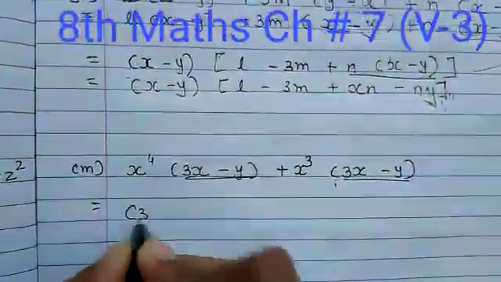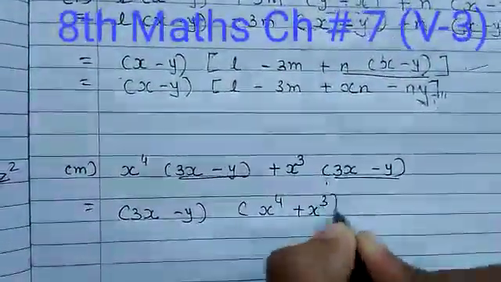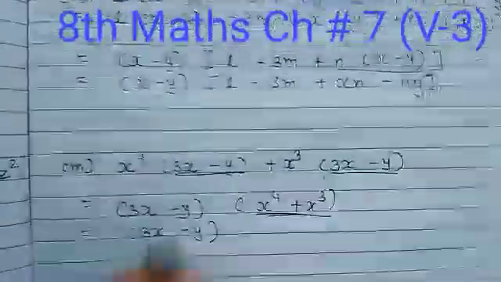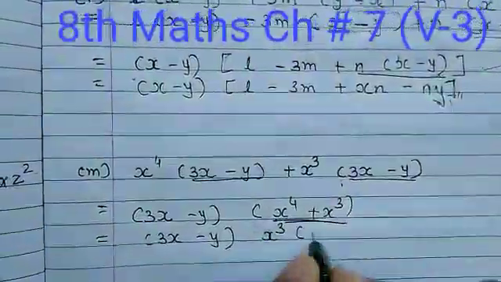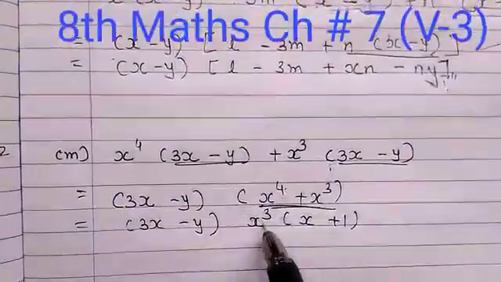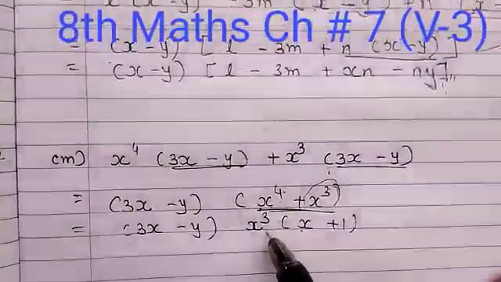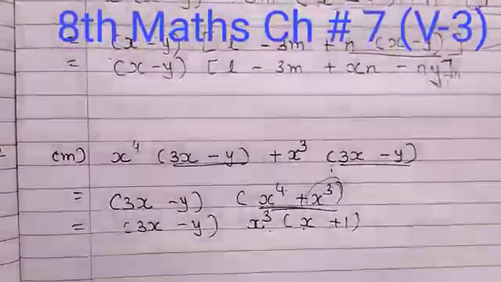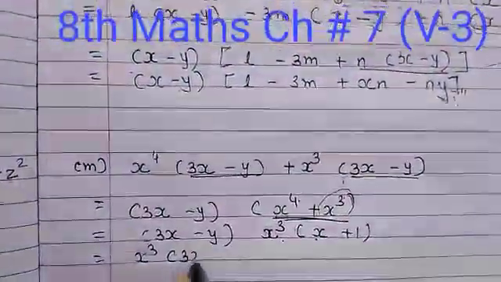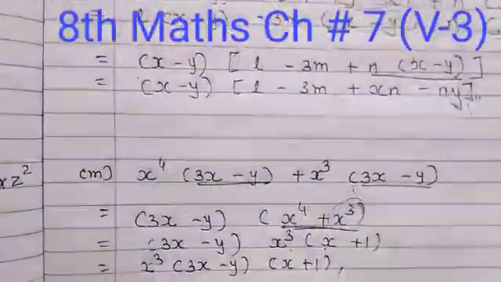So we can immediately write 3x minus y is common into another bracket x square plus x cube. Now from this we can take out something common. So 3x minus y is common. So here x cube is common. So remaining is x plus 1. Here 4 is there. Out of 4, 3 is taken out as a common, so only 1 is remaining. Here the whole thing is taken as a common, so nothing is there, means 1 is there in the multiplication, okay? So the answer will be x cube into bracket 3x minus y and x plus 1. That is our final answer.